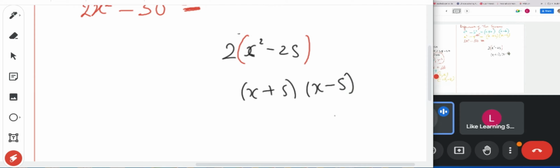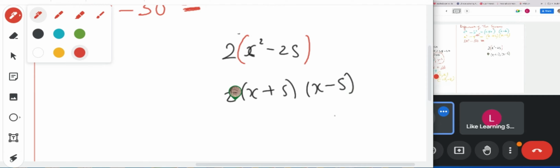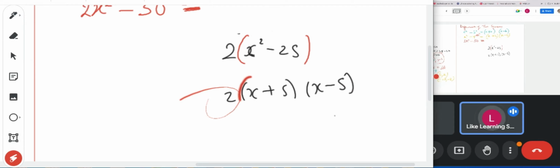And then how do you do it? Because did you put 2 in front of both? It's not 2 in front of both. Let me tell you why it can't be. It shouldn't be 2 in front of both. Just 2, and then the other one, because 2 is also a factor.